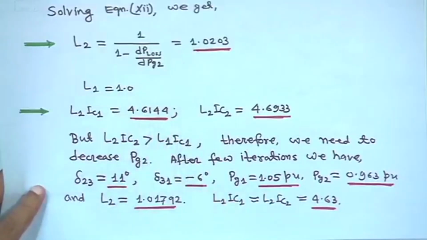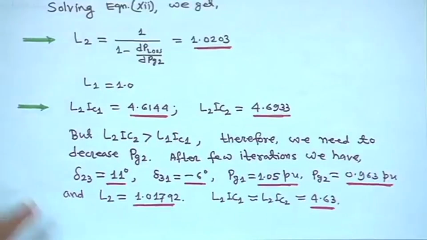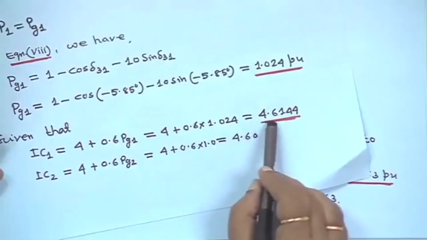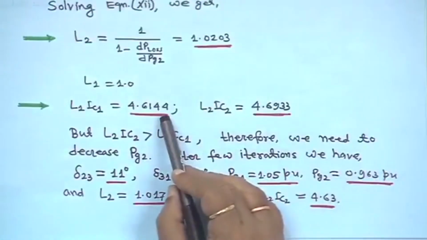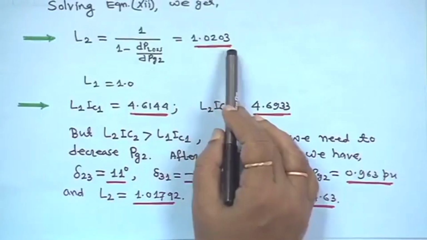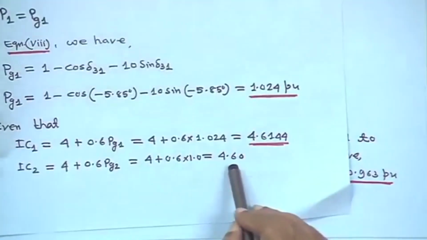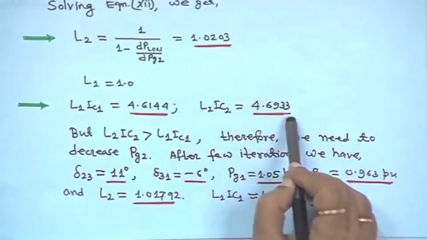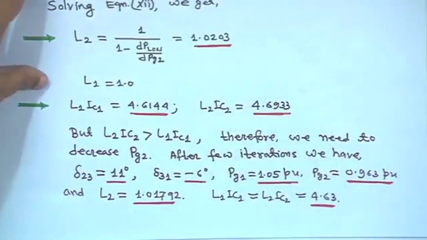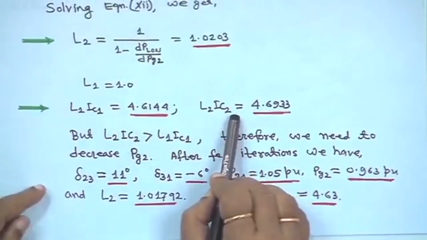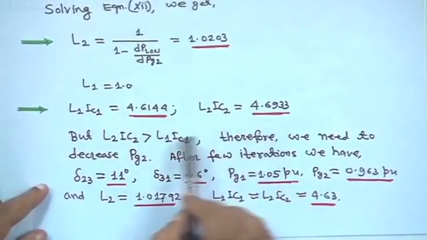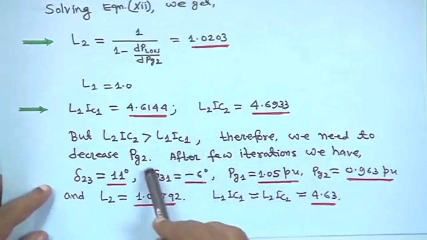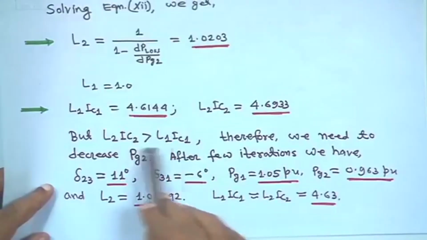So, this is your IC1 computed. L1 is 1, so L1 into IC1 is 1 into 4.6144. And L2 you got 1.0203, and this is your IC2, 4.60 multiplied by 1.0203, you will get 4.6933. But for the optimal solution both should be equal, but here it is not equal. Because L2 IC2 is much greater than L1 IC1, we need to decrease P_G2, because it is more than that.